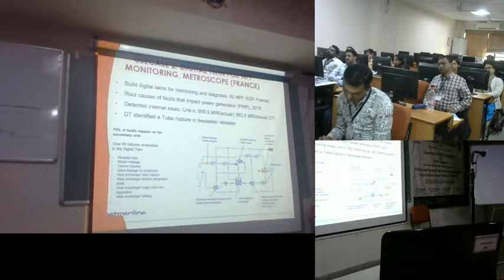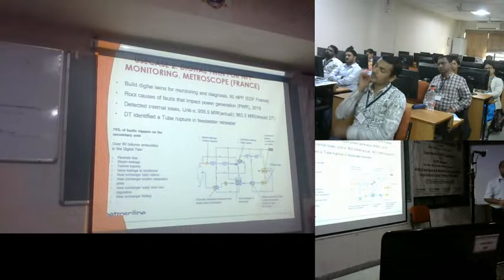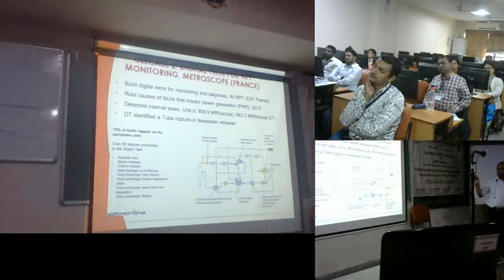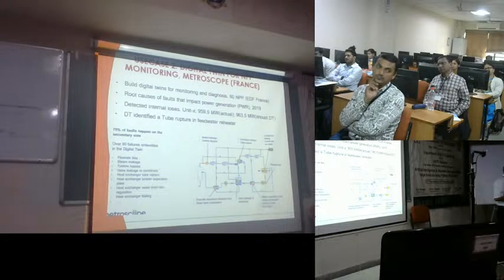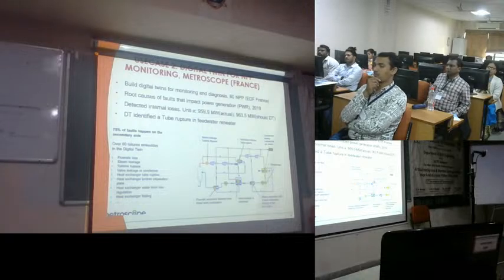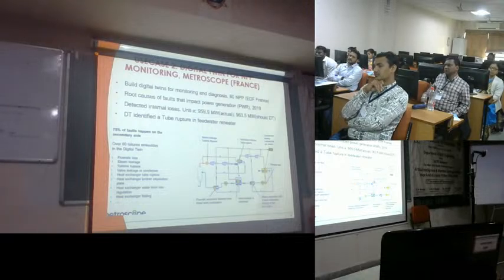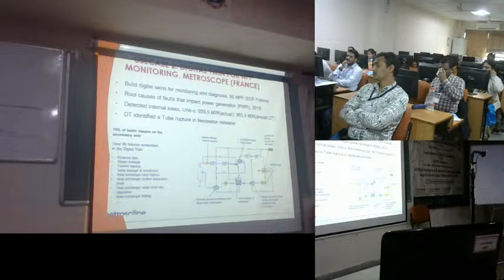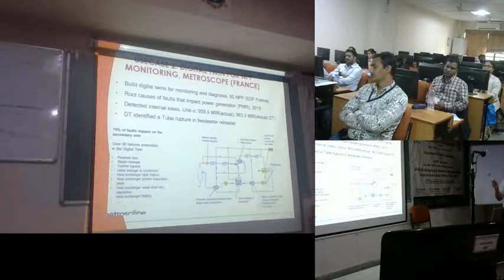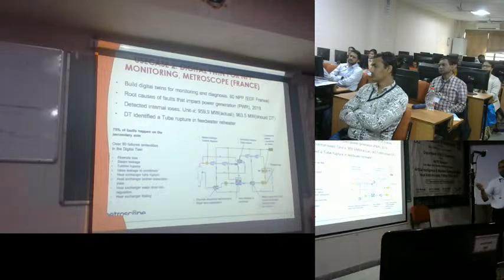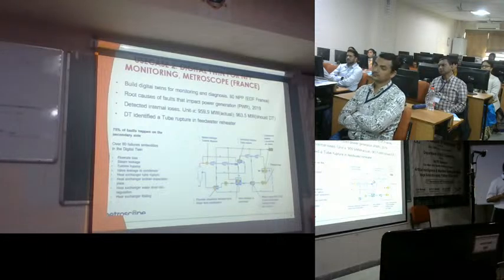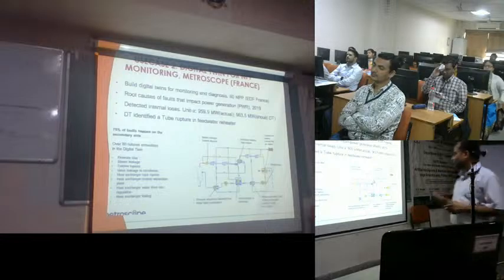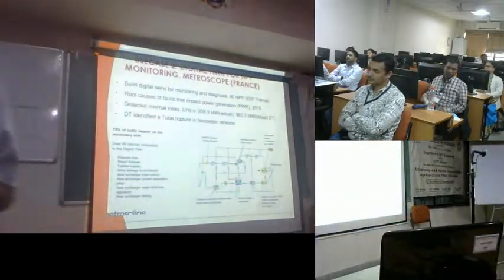The digital twin helped to find the root cause. The root cause was some internal leakages in the reheaters, and those internal leakages could not be revealed by the traditional methods. In this way, they could save a lot of money, rectify the fault, and save a lot of revenue. So this was the real use case.